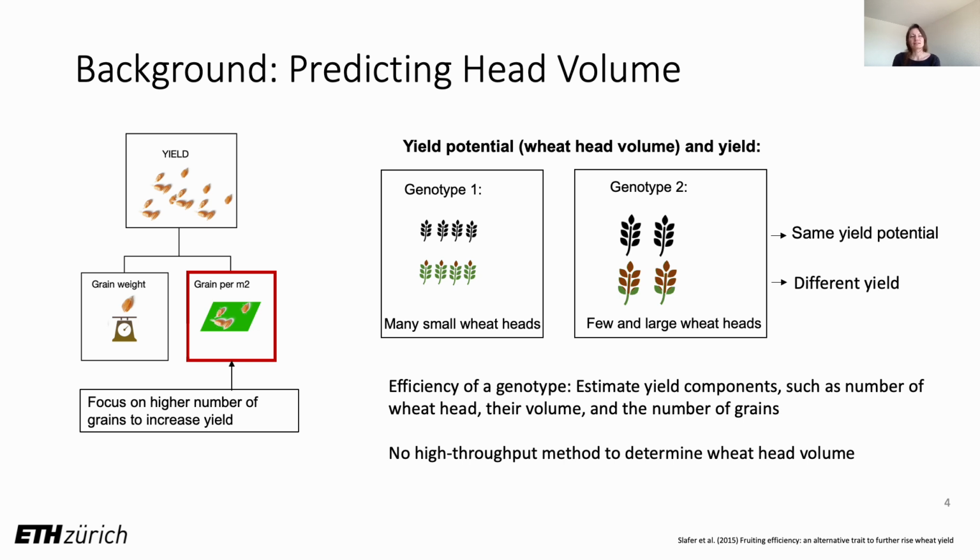But in the end, the yield might be different because the spikelets, or florets inside the spikelets, can still die. So to find out how efficient a genotype is under heat or drought, we need to estimate different yield components, such as the number of wheat heads, their volume, and the number of grains. But at the moment, there is no high throughput method to determine the wheat head volume.